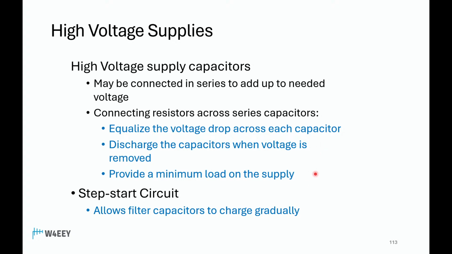And you want to provide a minimum load on the supply. So this is what those resistors do across the output capacitors. There's another concept here called a step-start circuit. When you first turn on your power supply for a high power amplifier, you'll draw a lot of current as those capacitors charge. So if you can start it with a lower voltage, and then when those capacitors are charged up to that lower voltage, you switch to bring it up to the full voltage, you don't have that huge inrush current that can damage things.